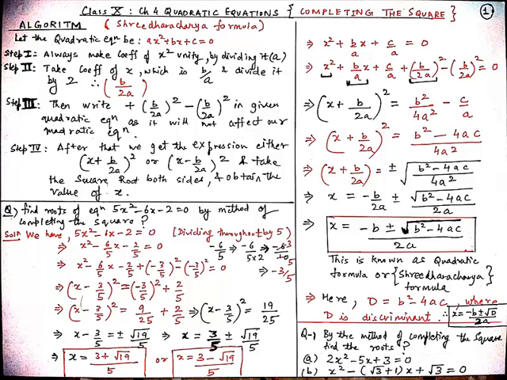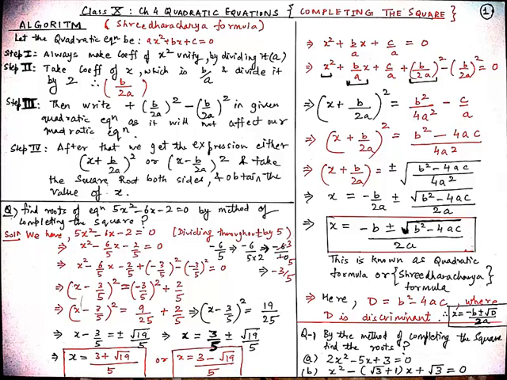Now, students, as you can see, x square plus b upon a x and b upon 2a whole square can be written in the form of a binomial expression, which is x plus b upon 2a whole square. Now shift the remaining terms, which are c upon a and minus b upon 2a whole square, to the right hand side. So from here we get x plus b upon 2a whole square equal to b square upon 4a square minus c upon a. Now on taking the LCM on the right hand side, we get b square minus 4ac upon 4a square.